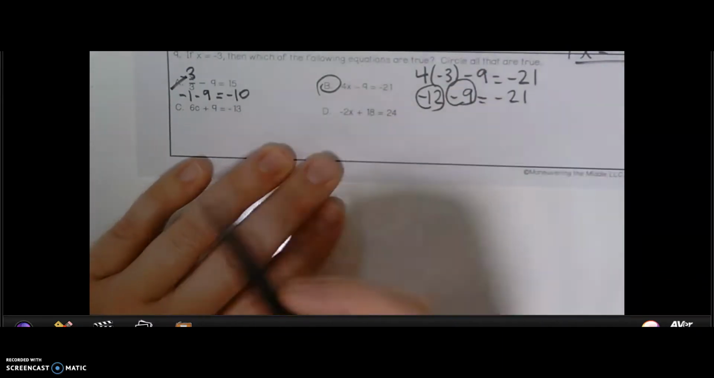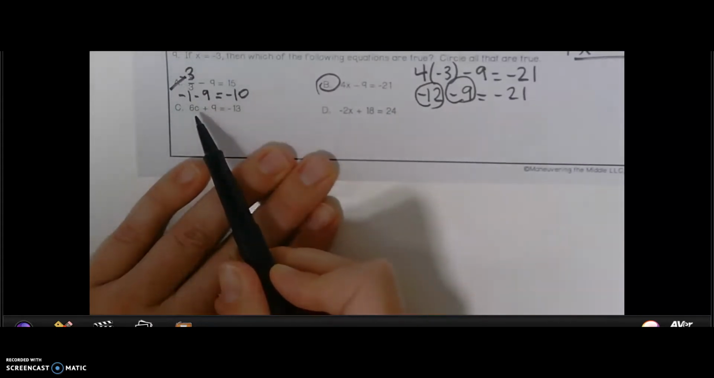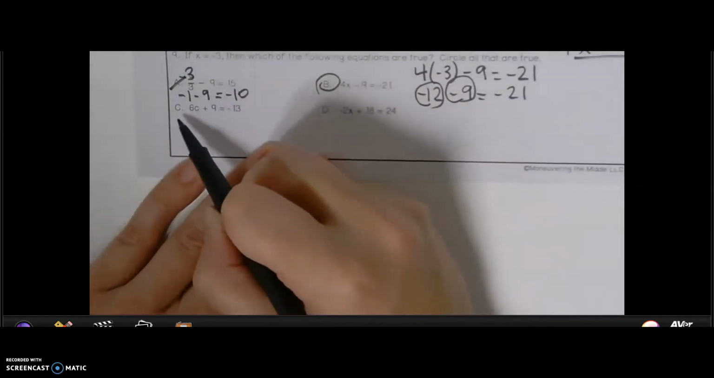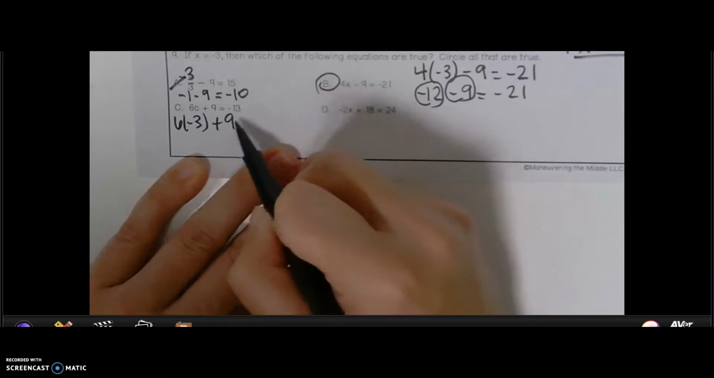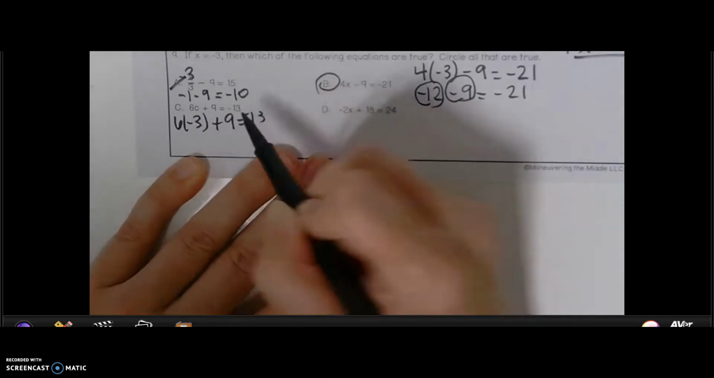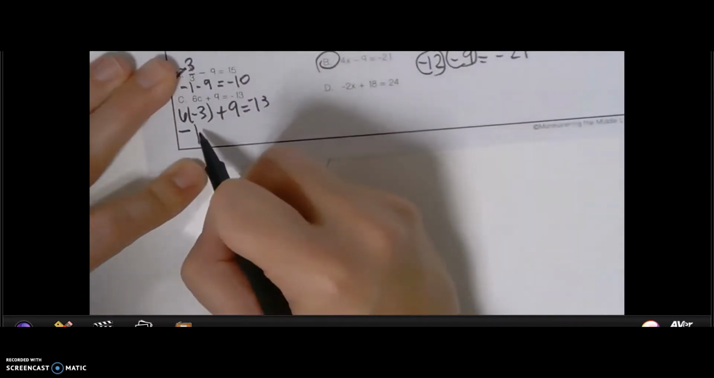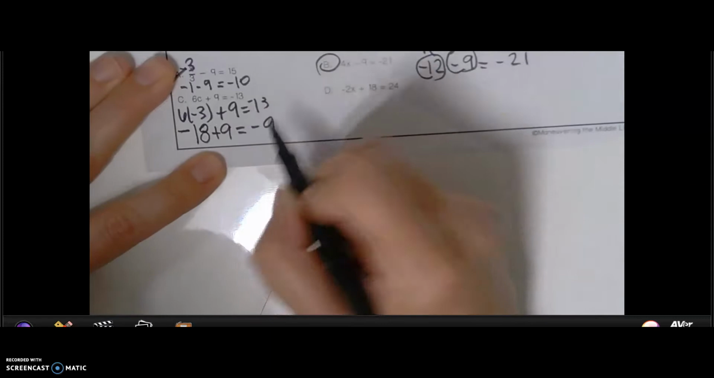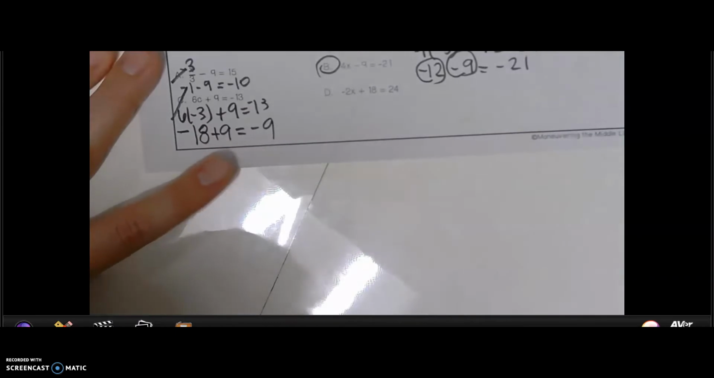So let's look at C. It says 6c plus 9 equals negative 13. That's completely a typo. They mean to put a negative 3 for c. So if we had 6 times negative 3 plus 9 equals negative 13, 6 times negative 3 would give me negative 18 plus 9, and that would give me negative 9. So C, x equals negative 3, is not a solution.